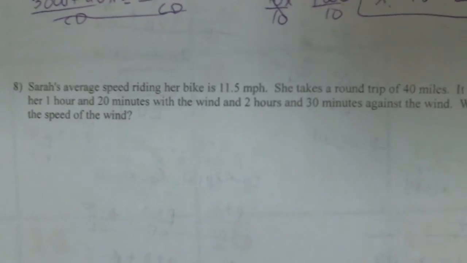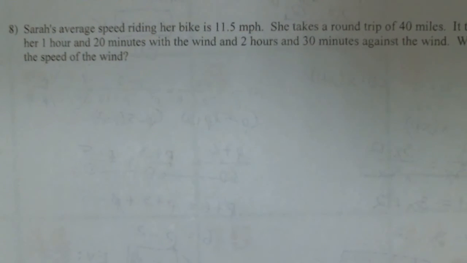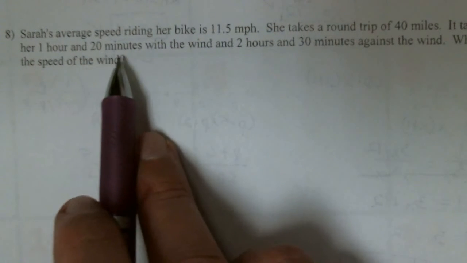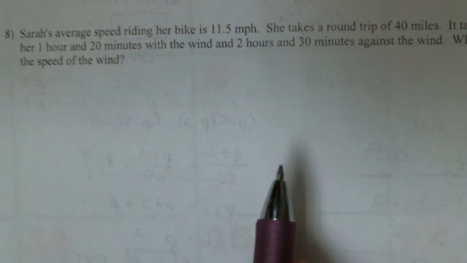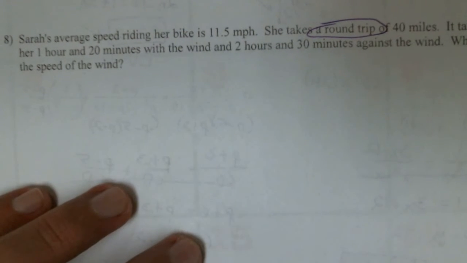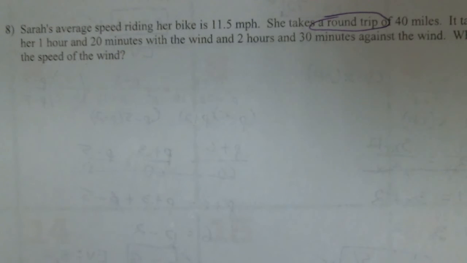Okay. All right. So number 8 is one of those water problems. Instead of water and a current, we're talking about a bicycle and wind. It's the same concept. So Sarah's average speed riding her bike is 11.5 miles per hour. She takes a round trip of 40 miles. Please circle that. Please pay attention to that, because I know last year a lot of students miss points on quizzes and tests and assessments because they forget what round trip means.